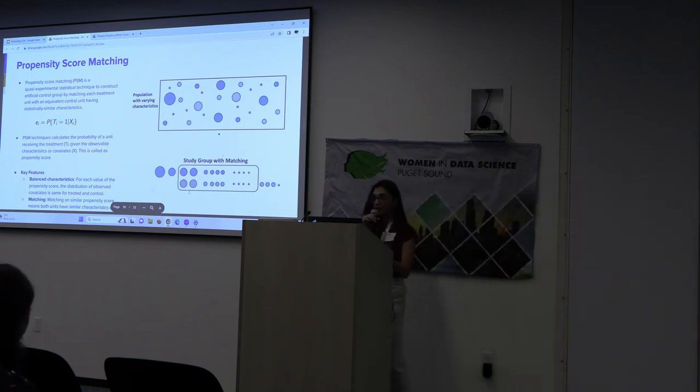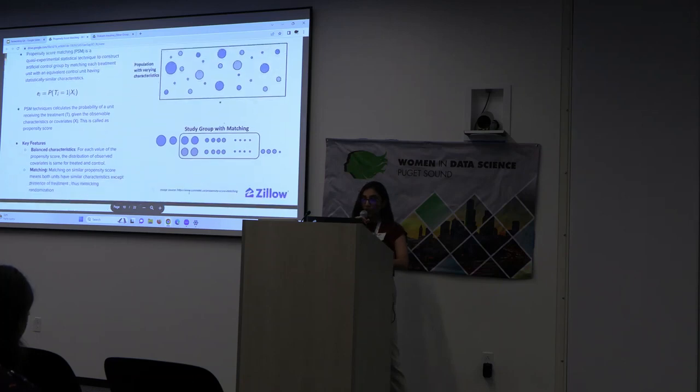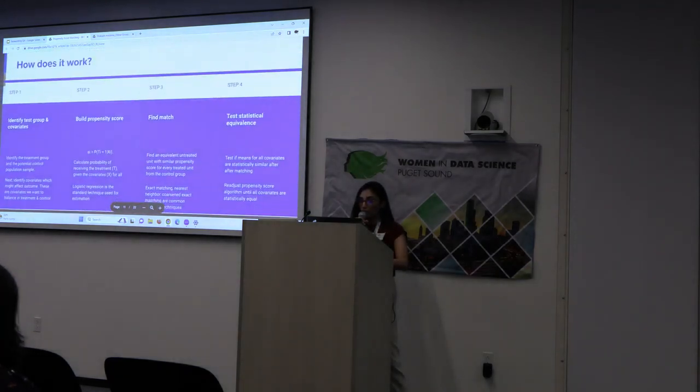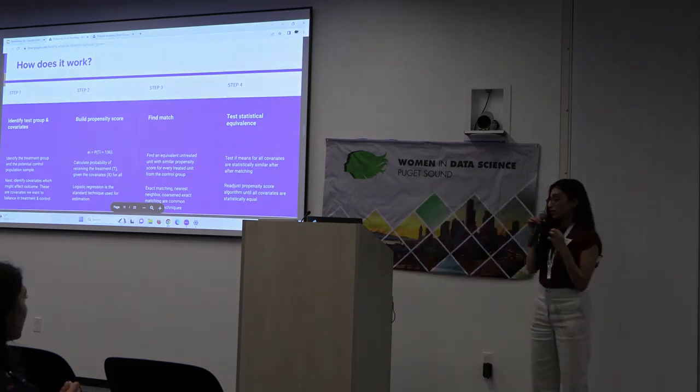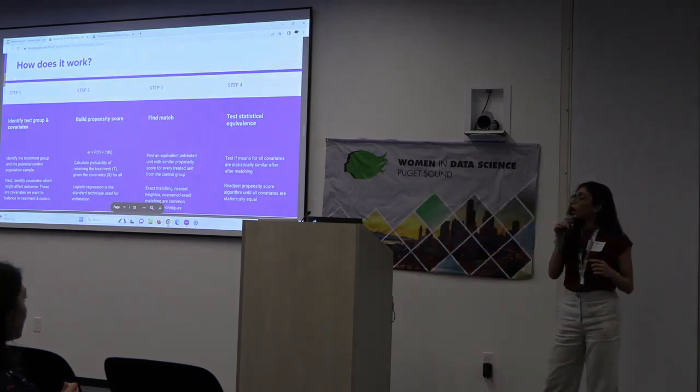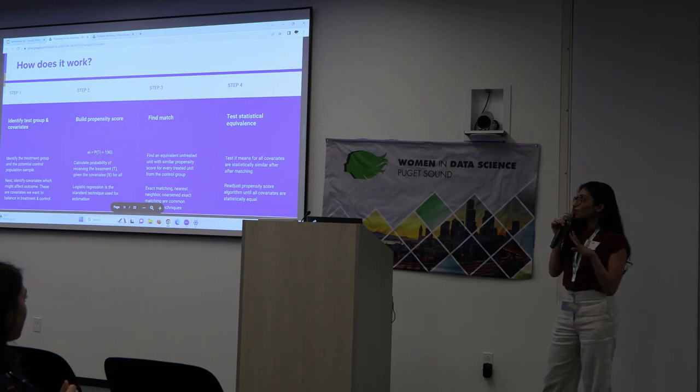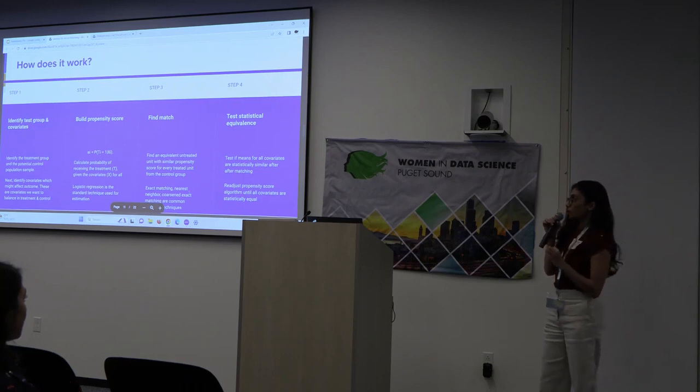I know that is a lot of words. Let's actually walk logistically through how we do that, and then we'll also talk about an example of how propensity score matching works. There are 4 key steps in propensity score matching.